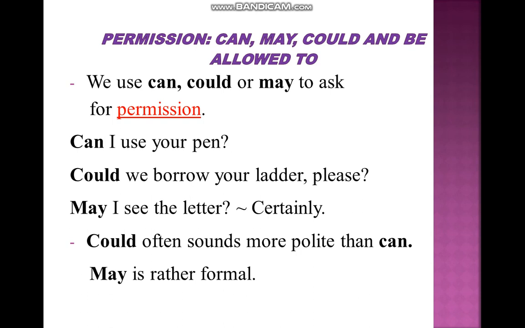So when you use could, you are being more polite than when using can. May is rather formal. Okay, it is usually used in formal letters.